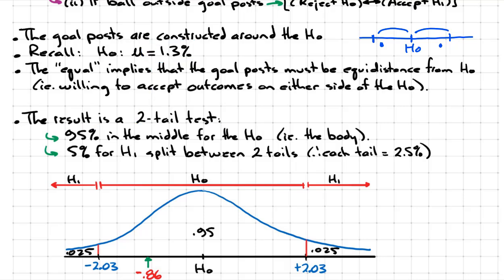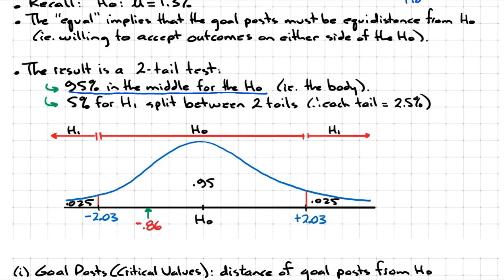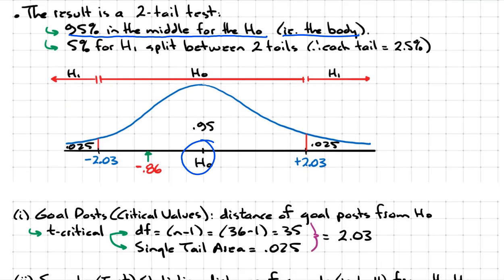So therefore, the 95% margin of error would be in the middle, right? So this would be the margin of error for the null, and this would be the body. So here it is. Do you see how this is like a penalty kick? Here are the goalposts, right? And the null is right in the middle. So this whole test is centered around the null, and I have to sort of go equidistant on either side.